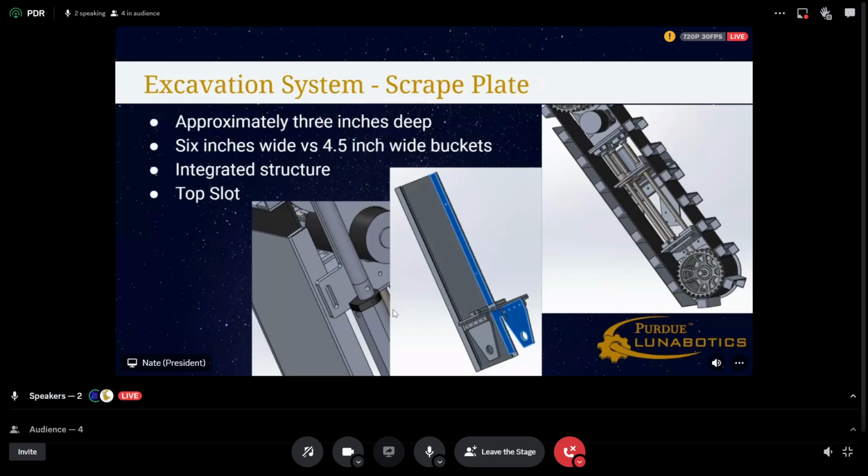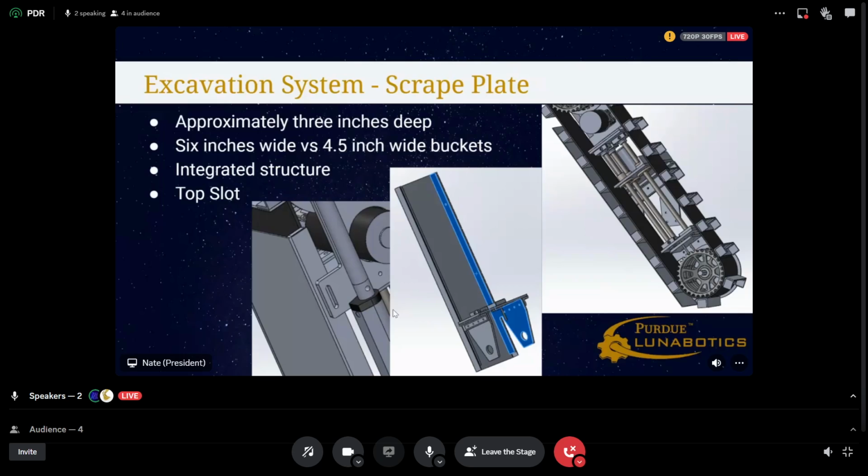As for the scrape plate, right now, we're able to trench about 3 inches deep into the ground, but that's not accounting for wheel sinkage or the grousers. So that could be as high as 3.5 or even 4 inches, depending on those factors. Also, as you can see, the buckets are going down over the front and then back up, scraping against that plate.